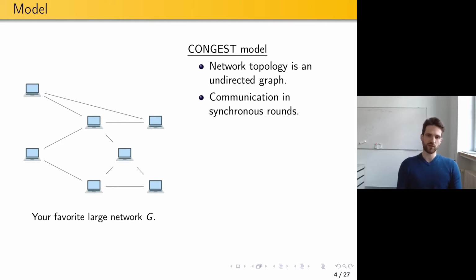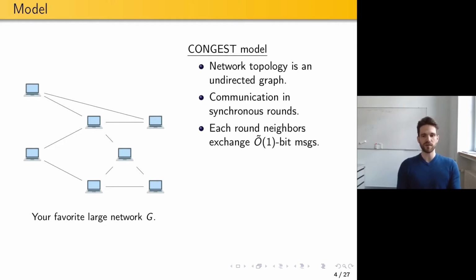Communication in this model is performed in synchronous rounds. So you have round 1, round 2, round 3, and so on, and every node is perfectly synchronized and knows when a round starts and ends. During every one of these synchronous rounds, neighbors exchange polylogarithmic bit-sized messages with each other. A node can exchange different messages with different neighbors.